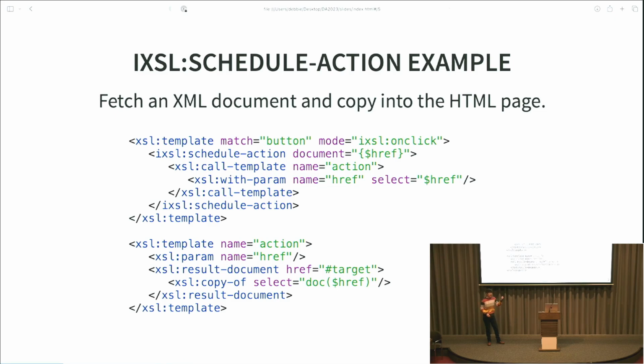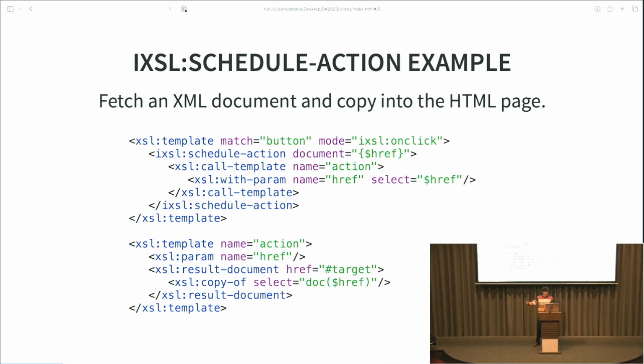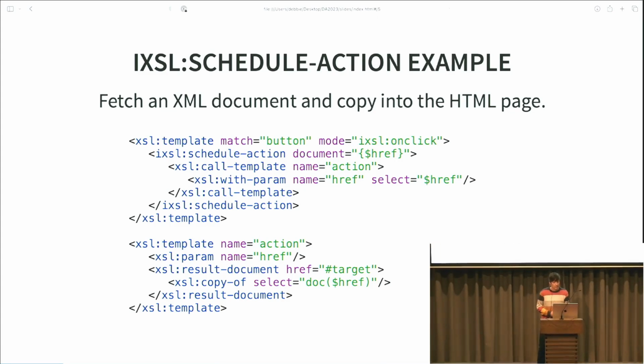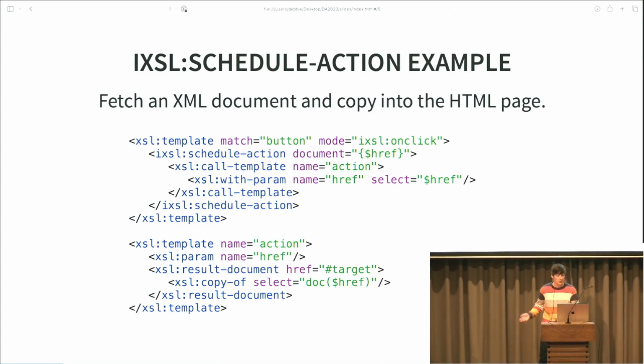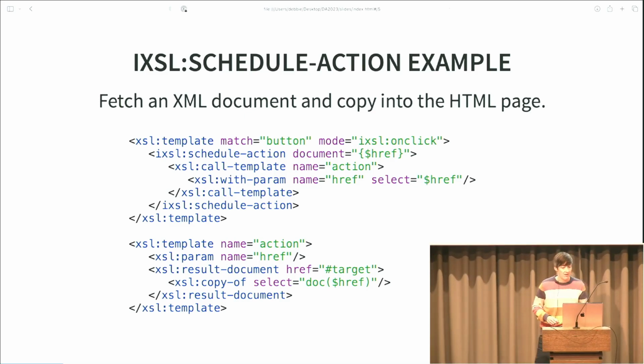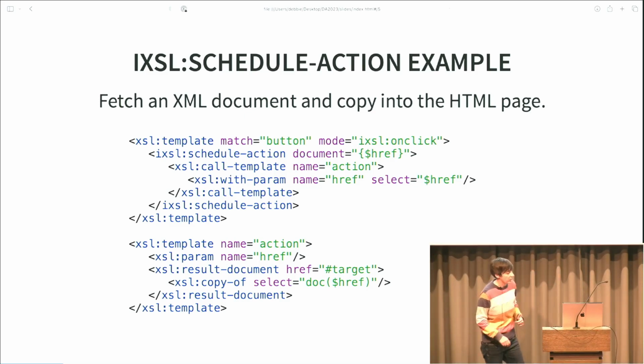And then when you get to the called template, when you call the doc function, it will then be picked up from the document cache, and you can use that document, if that makes sense. So yes, the schedule action does an asynchronous fetch on the document, and then puts it in the document pool. Then you can call the document function to go and get it once you're in this asynchronous process.